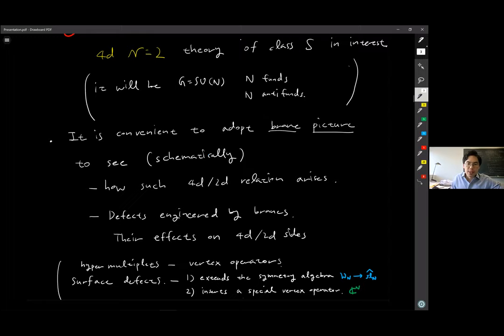Now, it's convenient to adopt the brane picture to see, first of all, how such a 4D-2D relation arises. By using the brane picture, we can engineer various defects and study their effects on the 4D side and 2D side. For example, there will be branes that engineer hypermultiplets on the 4D side that will correspond to inserting certain vertex operators on the 2D side. On top of it, I'm going to insert surface defects, and it will extend the symmetry algebra from the W_N algebra to the affine SL(N) that I'm interested in. The second kind of surface defect corresponds to inserting a special vertex operator.